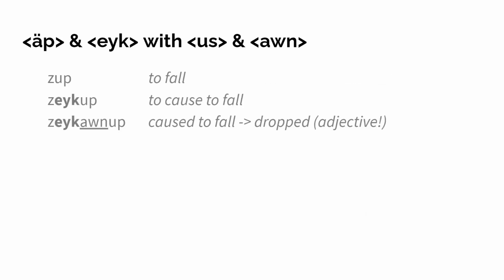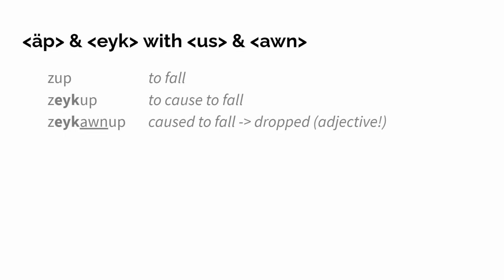So let's look in detail at two of them again. First, the zeikau noob. Zoop means to fall. If we now insert the egg infix in there, it means to cause to fall. So for example, we could say room zoop, the ball falls. And if I now say well roomit zeikup, then I cause the ball to fall. So I drop the ball. Now we can put the aun in there, that was the passive adjective. So we get an adjective meaning dropped. So something that has been dropped. Like room a zeikau noob.